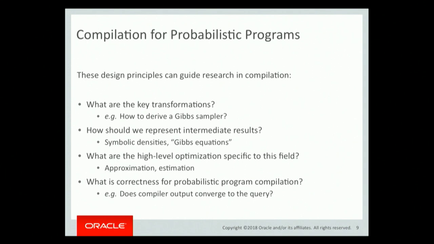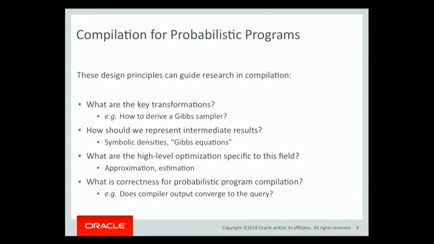A lot of papers at NIPS and ICML are about finding an estimator for some value, which actually lets you scale. And so to some extent, many of these approximations or estimations that we do could be automated, and that's potentially very interesting. And finally, this question is really something that I find interesting: what would it mean for a probabilistic program compiler to be correct? Because clearly here, the notion of correctness is going to be very different.